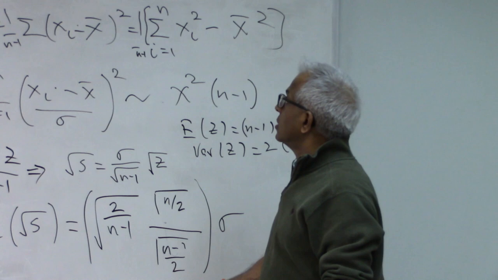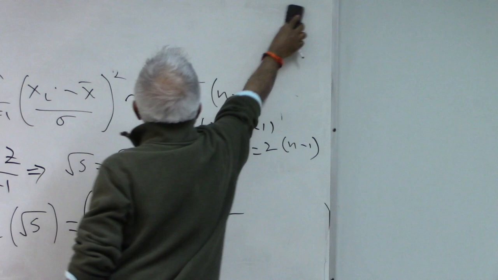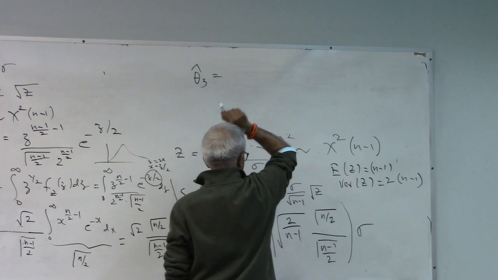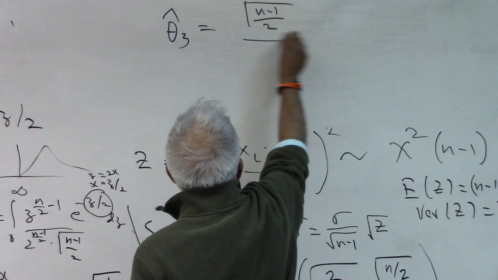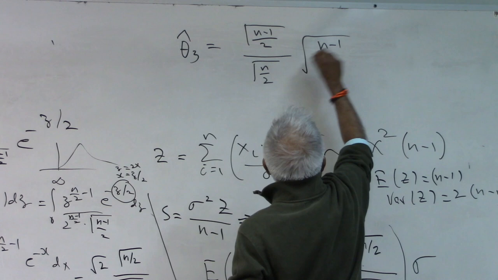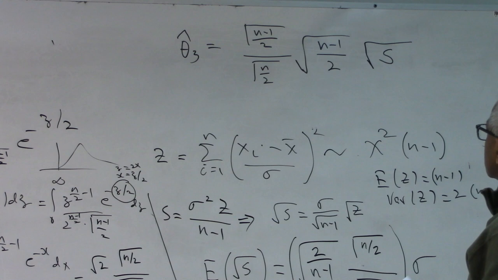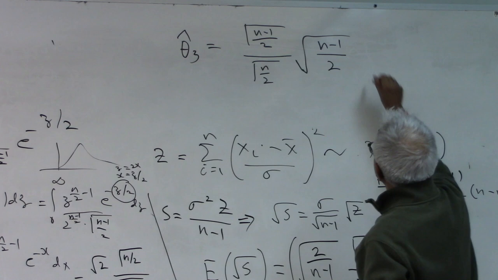So we have an unbiased estimator for sigma, so theta 3 hat is this square root. And what was S? What I wanted to show is that the whole thing only deals with the data.